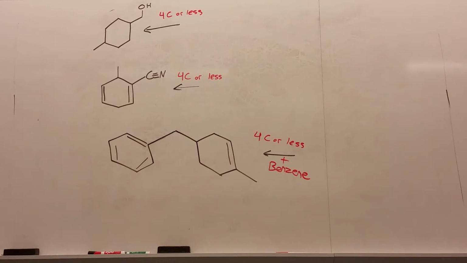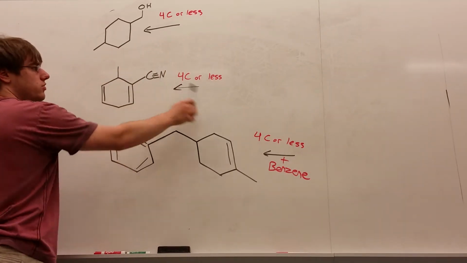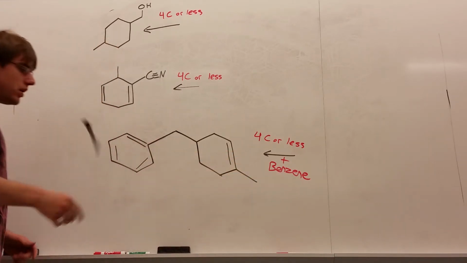So here are 3 practice synthesis questions that all involve Diels-Alder reactions. The first question is make this from 4 carbons or less, the second question is 4 carbons or less again, and this one is 4 carbons or less and benzene.